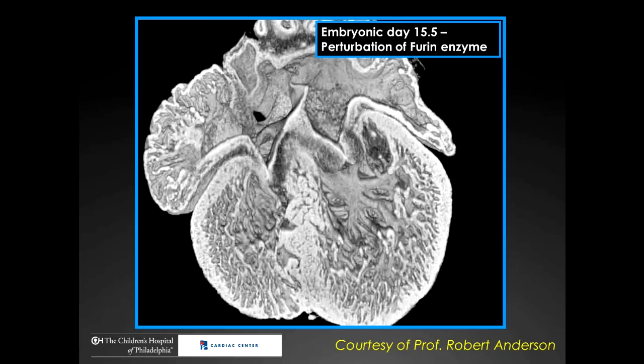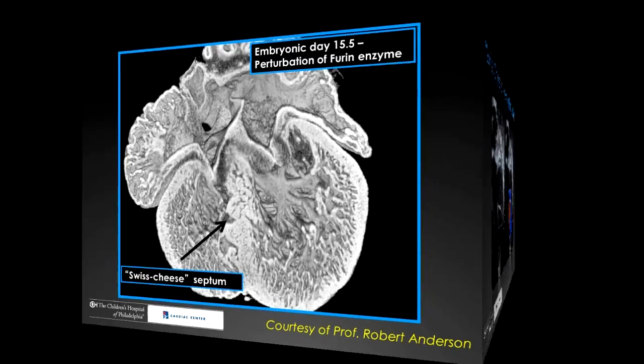The idea that LV non-compaction can be associated with Swiss cheese septum makes sense to us because essentially the ventricular septum is non-compacted as well, and so you can see that multiple channels may develop if you have this broad non-compaction, particularly of both ventricles. And this is shown in an embryonic specimen of a mouse.